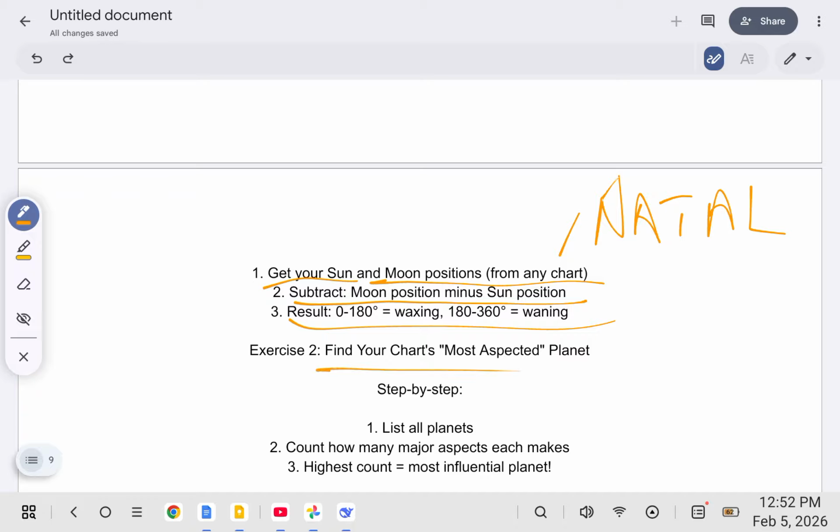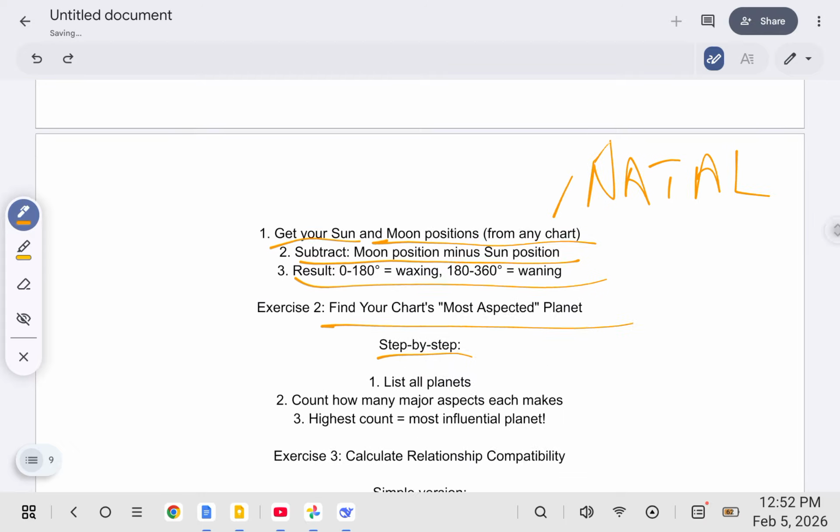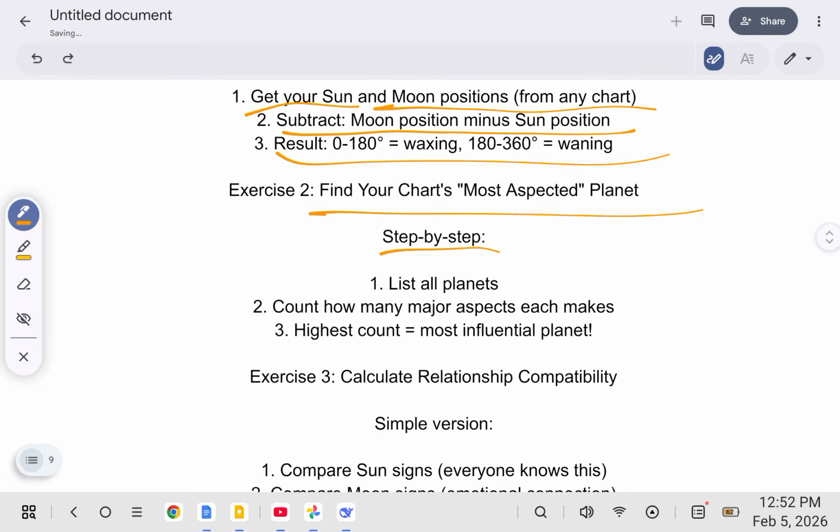Here's the second exercise. Finding your chart's most aspected planet. How do we do that? Well, here's a step-by-step guide. We list all the planets, and we count how many major aspects each makes. And the highest count equals the most influential planet. Okay?